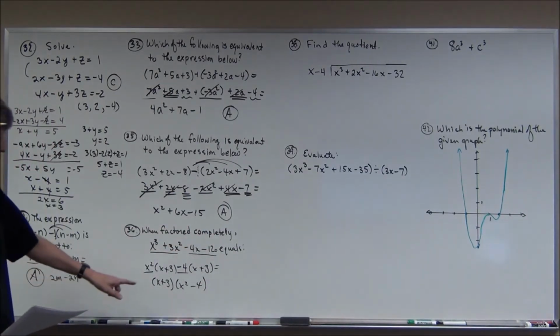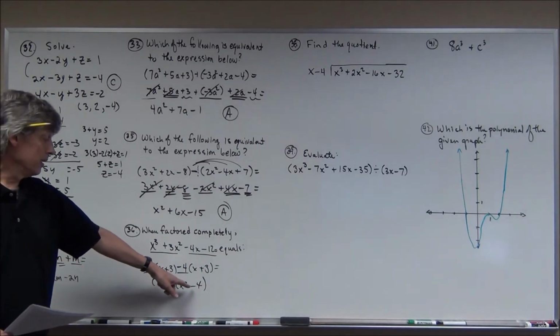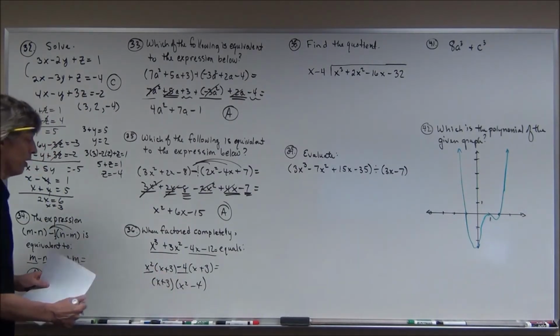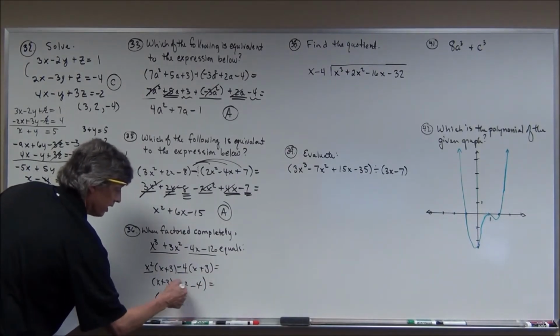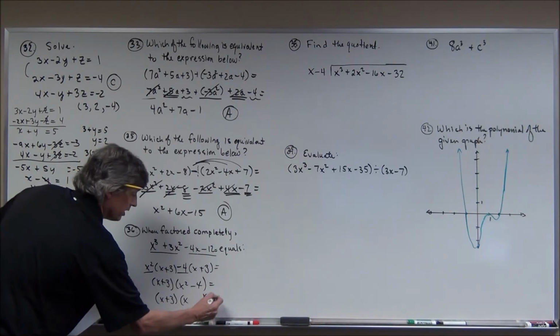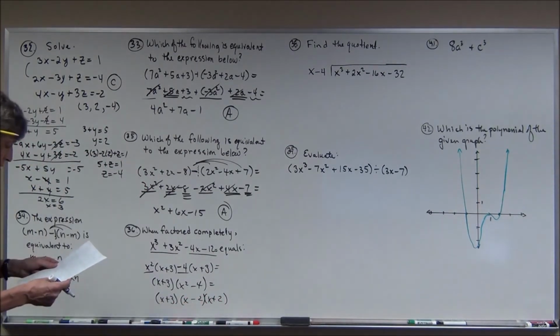So maybe I better check. Does that factor? No. Yes, this one does. That's a difference of squares. So this factors to x plus 3, and then difference of squares in x and an x, a 2 and a 2, one's a minus, one's a plus. And let's see if I can match an answer here.